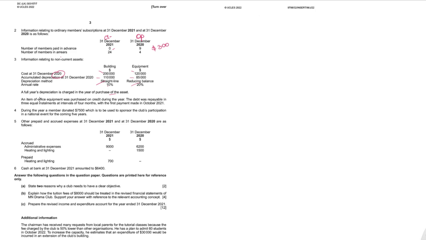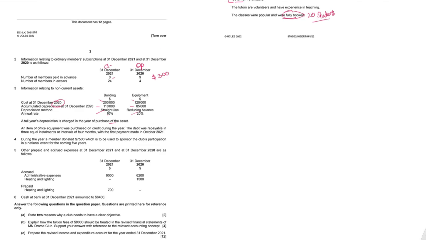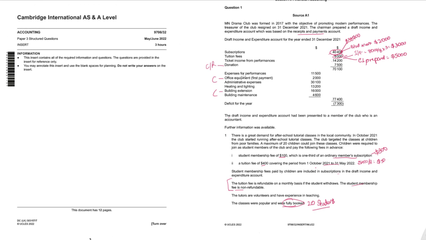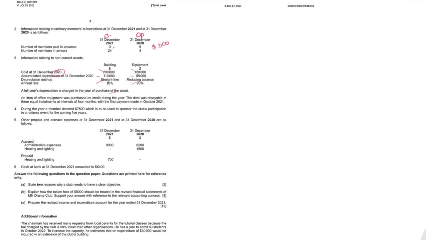Okay. An item of office equipment was purchased on credit. The debt was repayable in 3 equal installments at intervals of 4 months. So 3 installments have to be paid, with the first installment being paid in October 2021. So if you go back to the payment section here, it says office equipment first installment 2,000. So this is just the 1/3 of the overall cost of equipment. So 6,000 will be the total cost of equipment, and the remaining 4,000 we will be showing as a liability in the balance sheet.